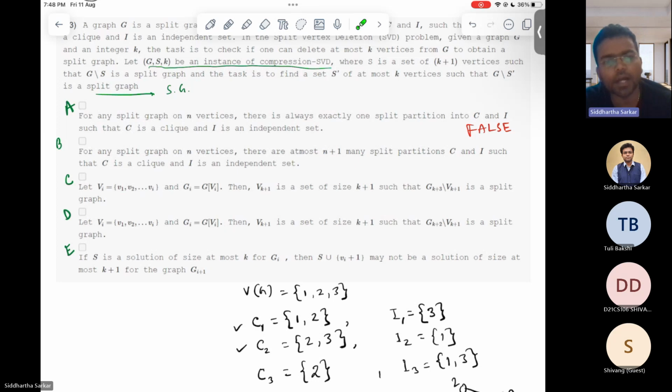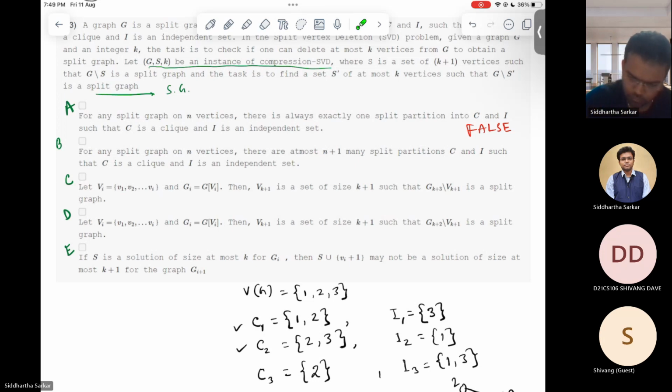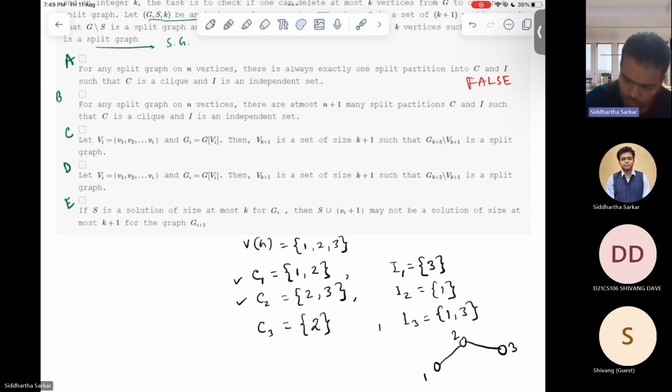So capital V sub I is the set of the first I vertices, and the graph induced on the vertex set V sub I is called G sub I. Okay, so this is the graph induced on these I vertices. Then V k plus 1 is a set of size k plus 1 such that if you delete from G k plus 3 these vertices, then that is a split graph. What does this mean? So maybe I'll just make some space first.